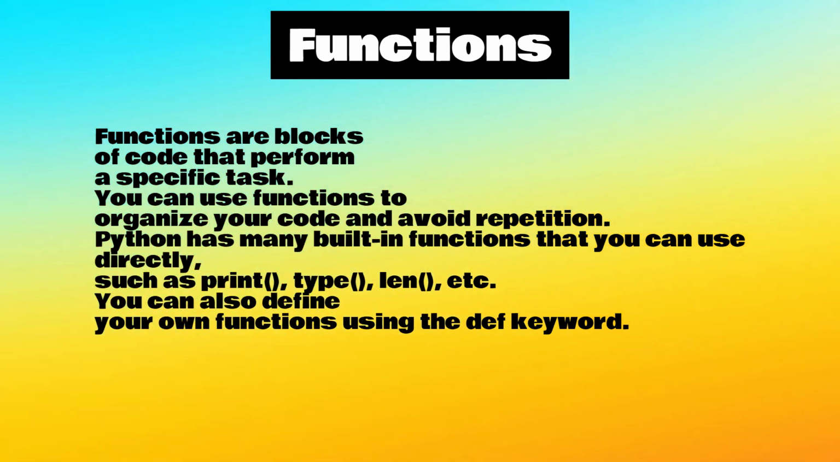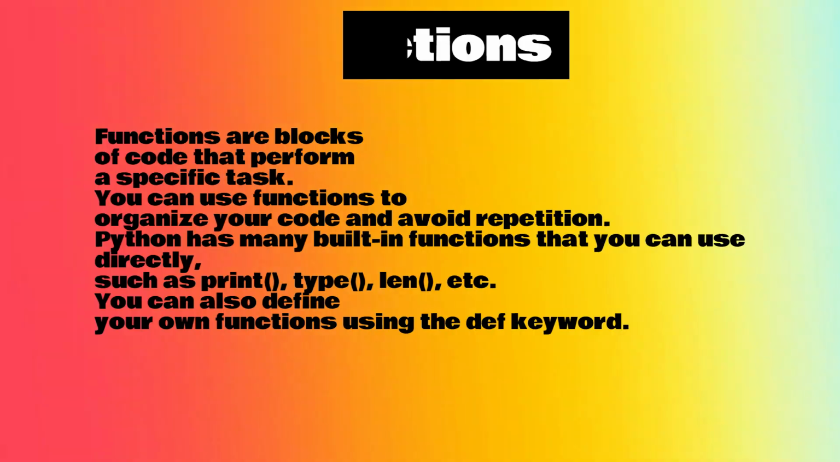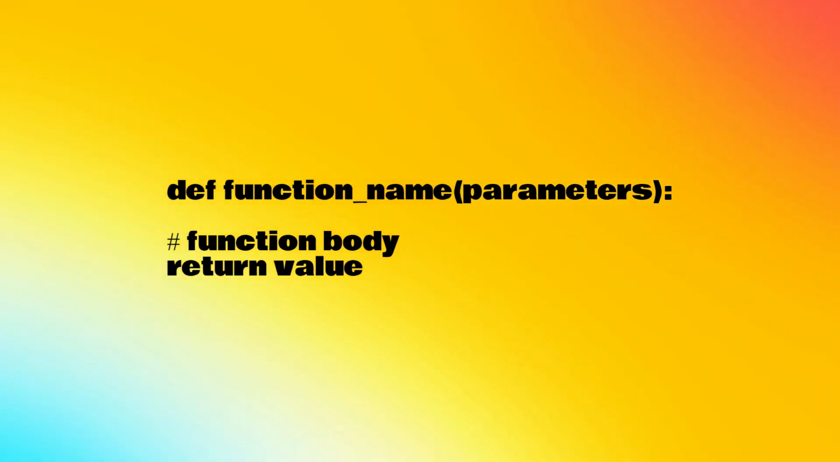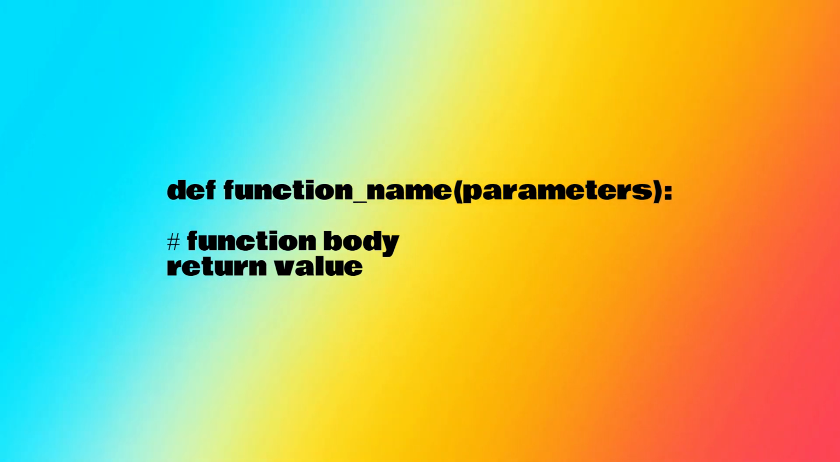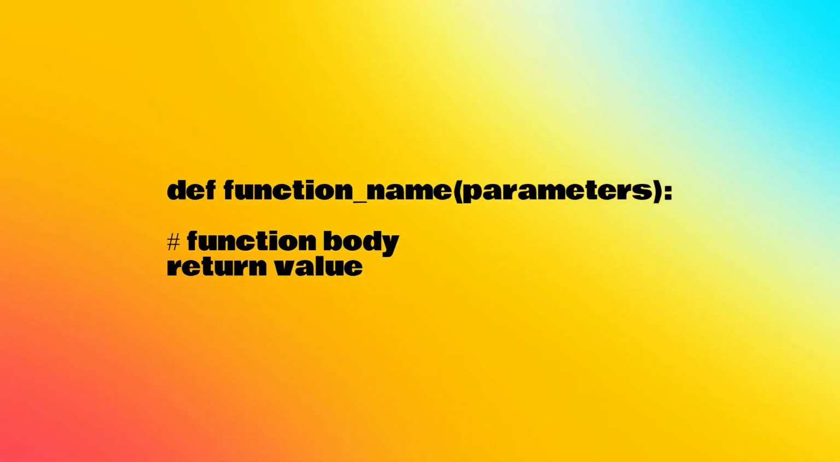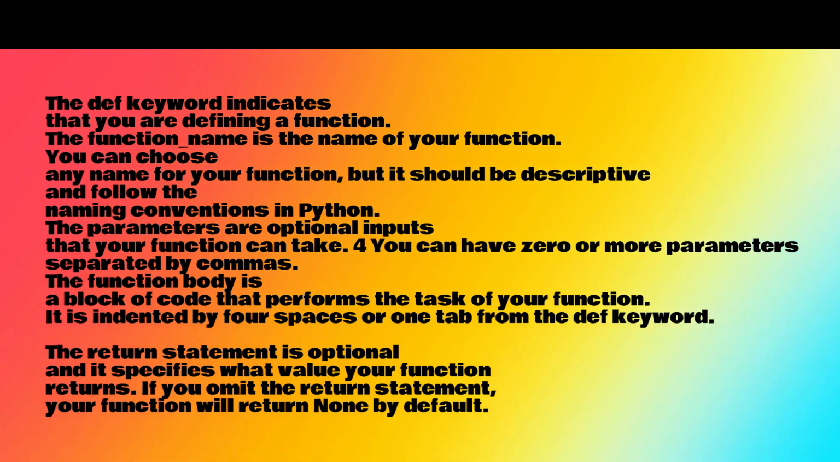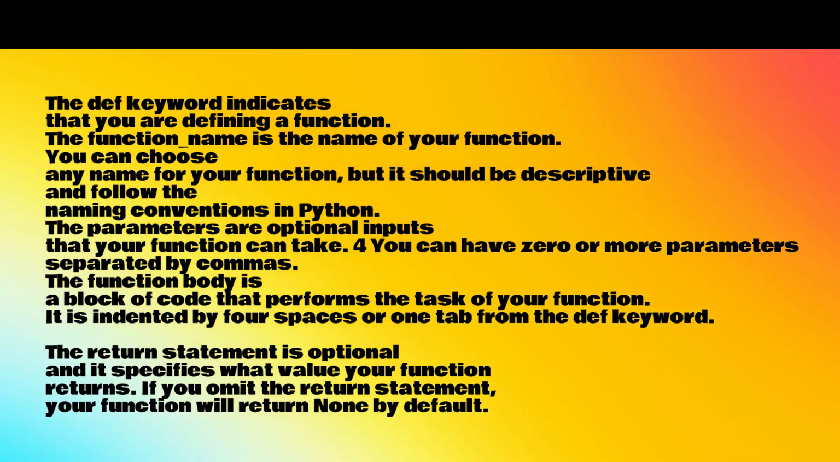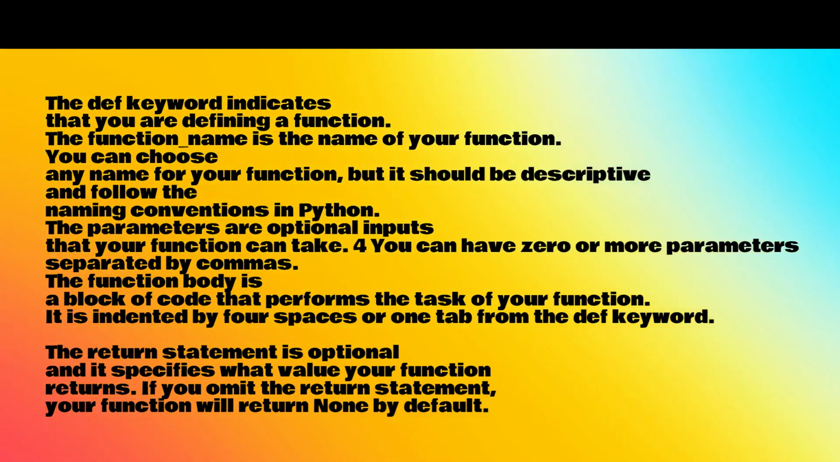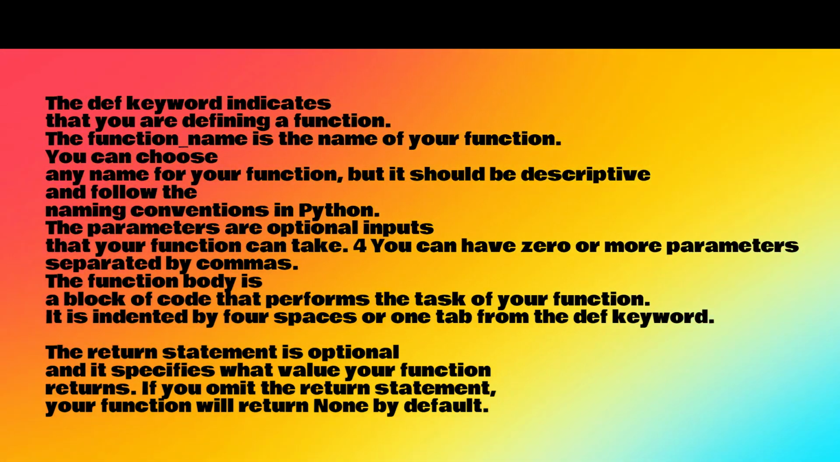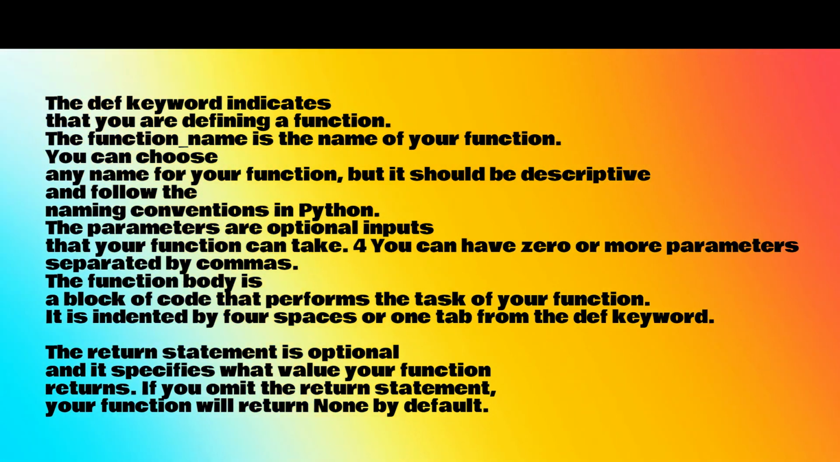To define a function in Python, you need to follow this syntax. def function_name(parameters): function body, return value. The def keyword indicates that you are defining a function. The function_name is the name of your function. You can choose any name for your function, but it should be descriptive and follow the naming conventions in Python.